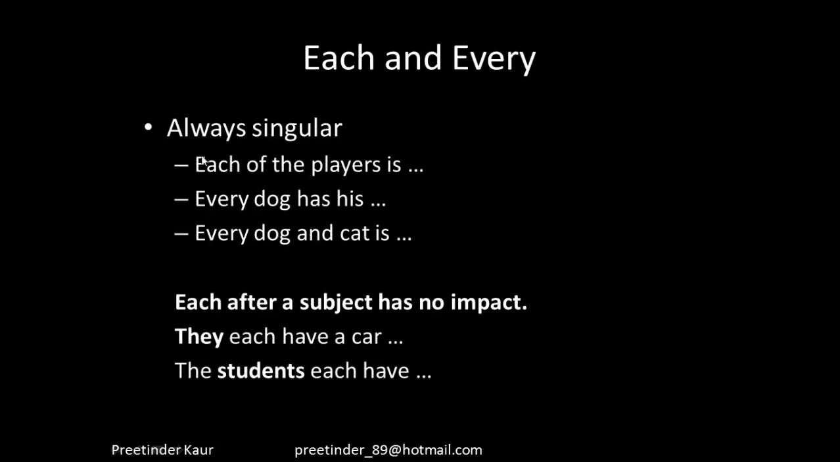Now here is how do we use each and every. It's always used as singular. For example, each of the players is, every dog has his day, every dog and cat is. Now over here you see it's a plural combination, dog and cat. We've put this and, so actually the end result should have been plural, but because we've added this every, the end result is singular. That's why we're using is. Similarly over here we're talking about players, but we're talking each of the players, means every one of the players. So in that case it's going to be an is, not the are.